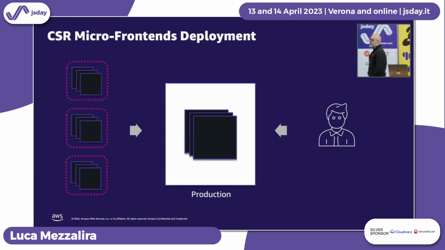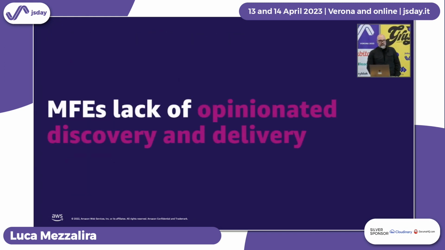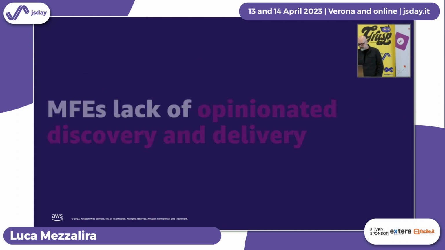But with micro-frontends it's different, right? You have multiple teams that have multiple potential HTML files, or just one or none. You have JavaScript, a lot of JavaScript, you have CSS, and so on. And this is complicated. It's not as easy as it was before, especially for client-side rendering. The main problem I realized in 2021 was that micro-frontends currently lack an opinionated way to do discovery and delivery. And that's exactly the same problem we solved many years ago with microservices.